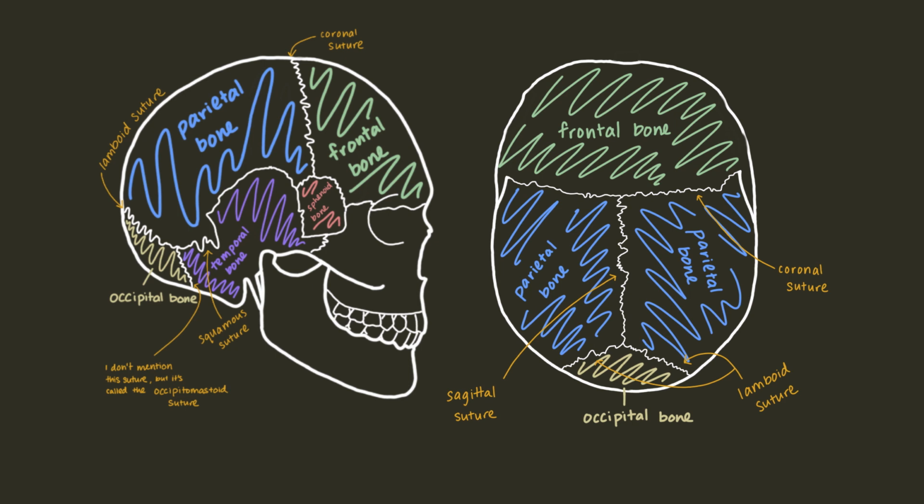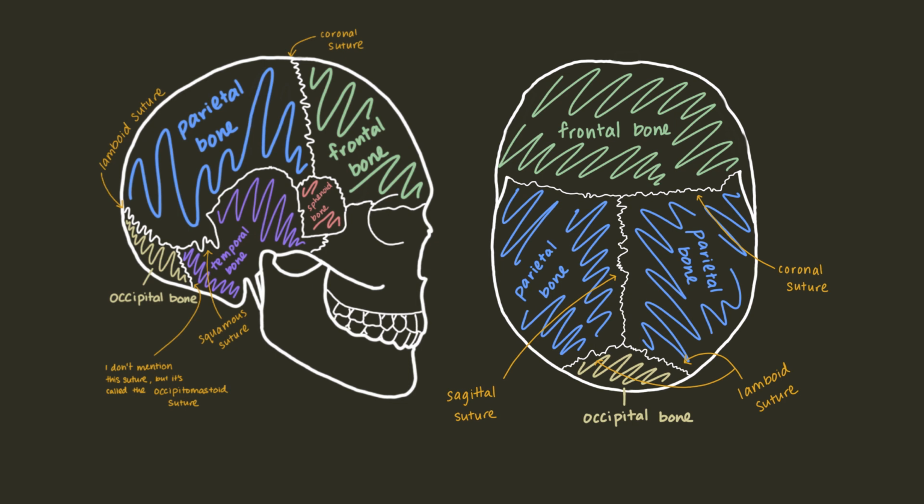The coronal suture is where the parietal and frontal bones meet. The sagittal suture is where the 2 parietal bones meet at the very top of the head. The lambdoid suture is where the parietal and occipital bones meet at the back. The squamous suture is where the parietal and temporal bones meet. And since we have 2 parietal and 2 temporal bones, we have 2 of these sutures, one on both sides of the head.